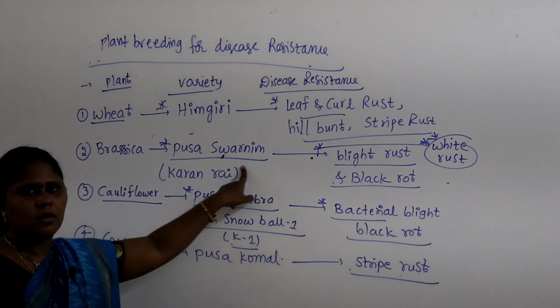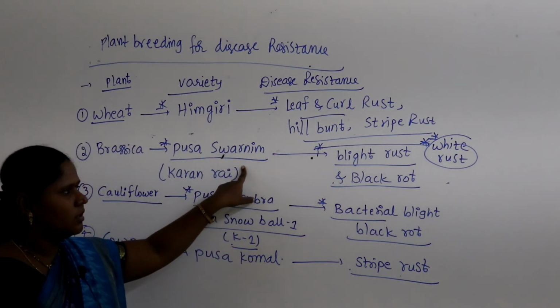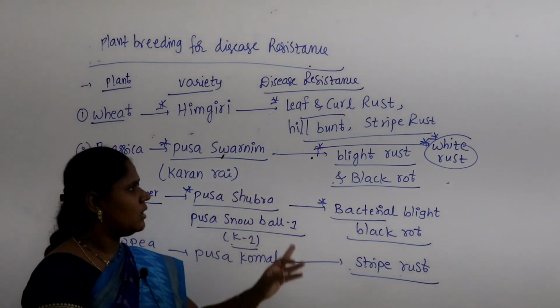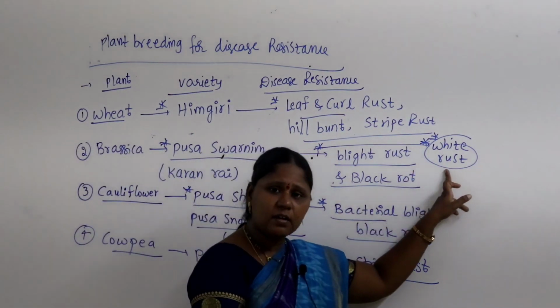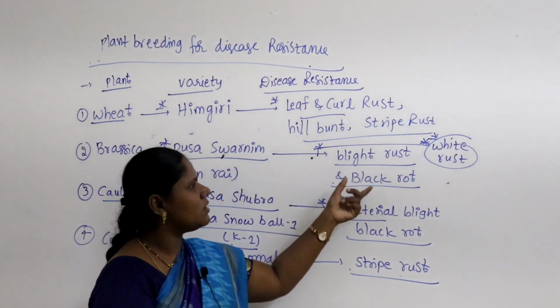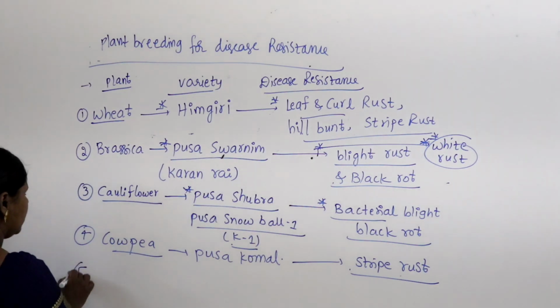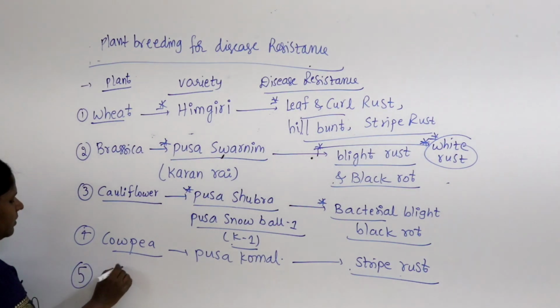Pusa Swarnim. Previously we got the question in the final NEET that Pusa Swarnim shows resistance to what? It shows resistance to white rust also. Along with these things you have to remember white rust also. Next, apart from this, you even have to remember chili.